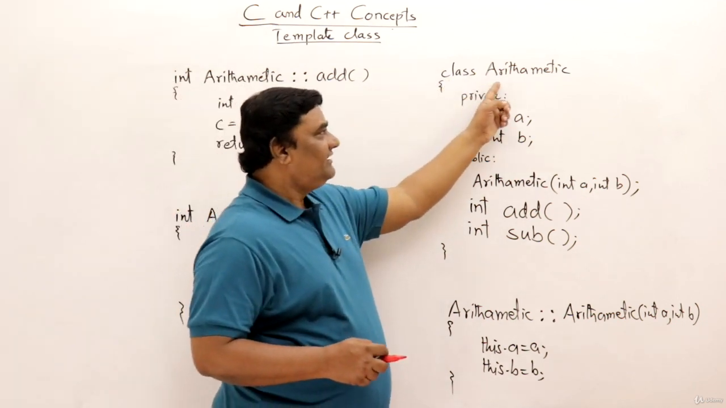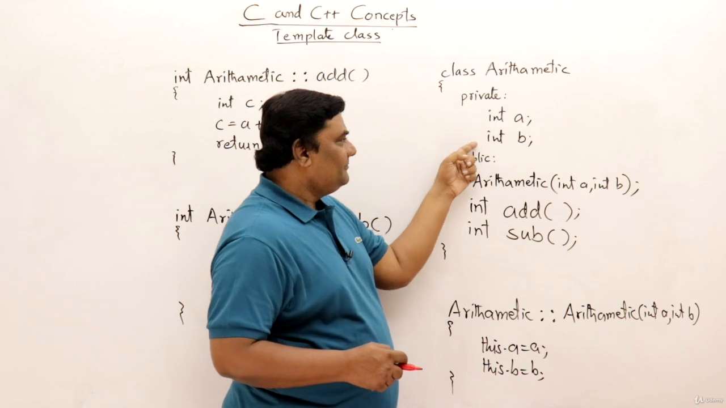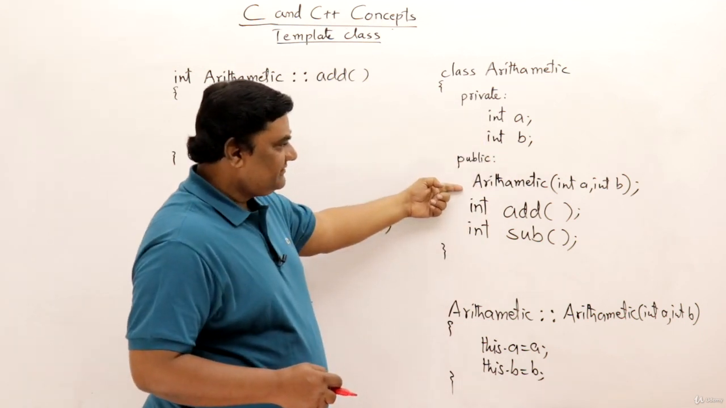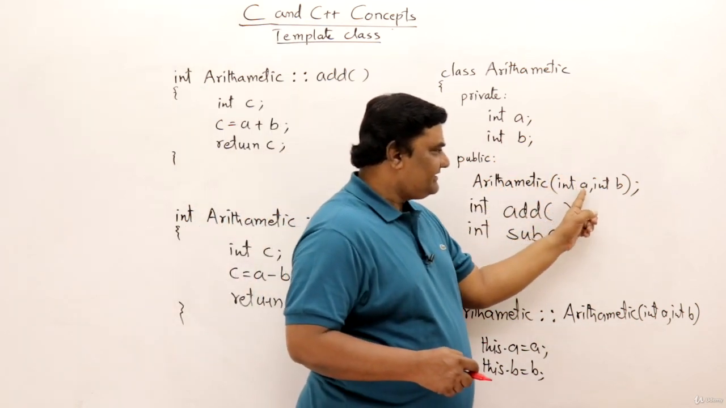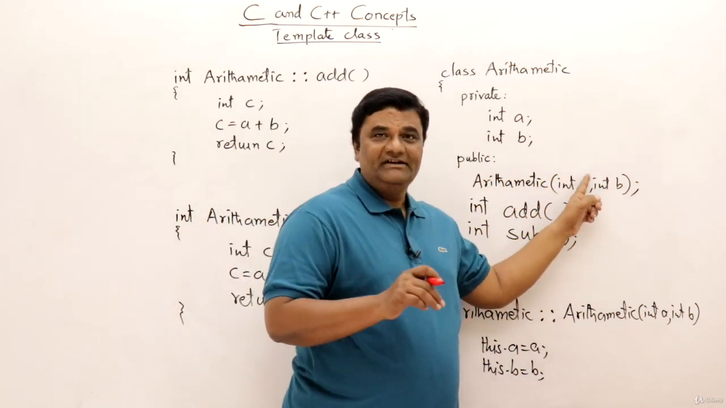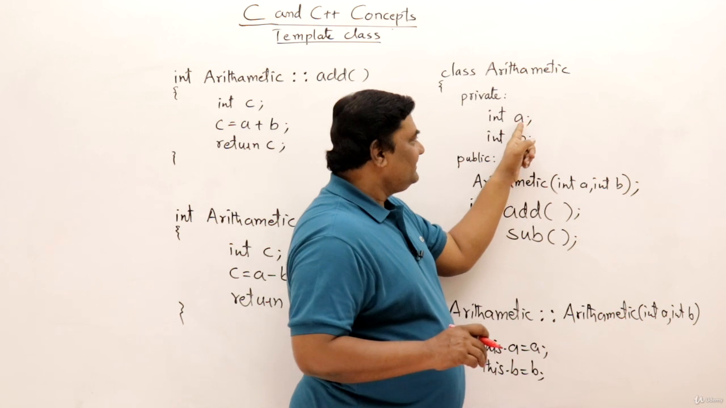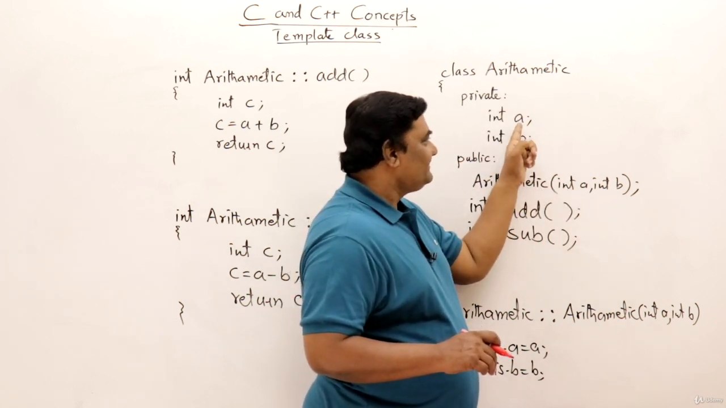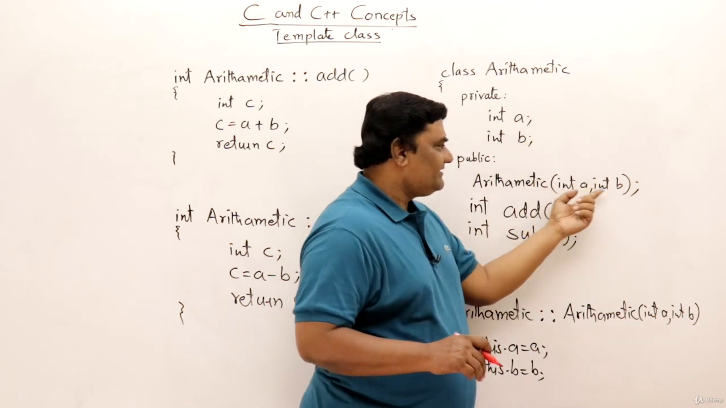Here is a class called arithmetic and two data members a and b, integer type. Then this is a constructor. The constructor is taking two parameters. Again, the parameter names I have taken are the same names, a and b. So these are the class members and these are the parameters. So we call this as this a or this b, and these are parameters a, b.